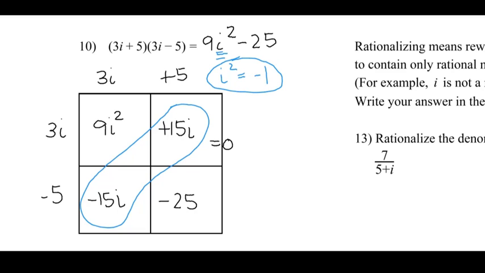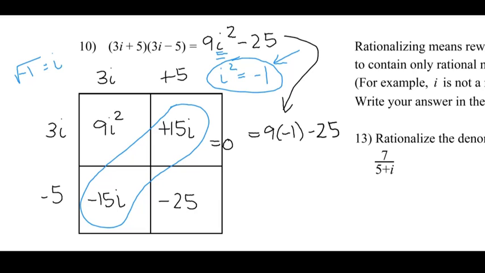So quick reminder on this. By definition, square root of negative 1 is your imaginary number i. So if you square that, that's where we get i squared equal to negative 1 from. So keep going, replace this a little bit further. We're going to say that 9 times negative 1 minus 25 is our answer. And then we will go a little bit more. Negative 9 minus 25 is negative 34.